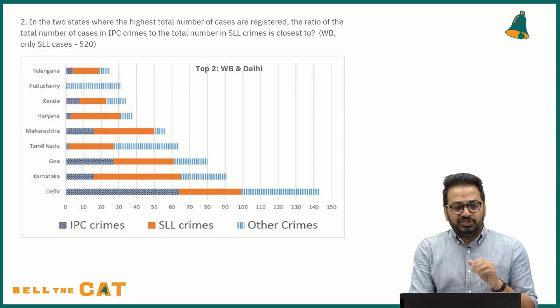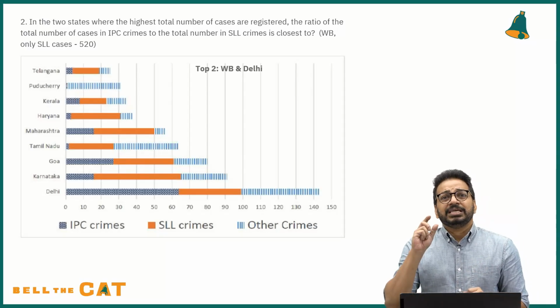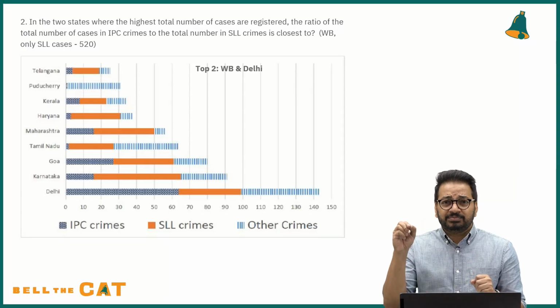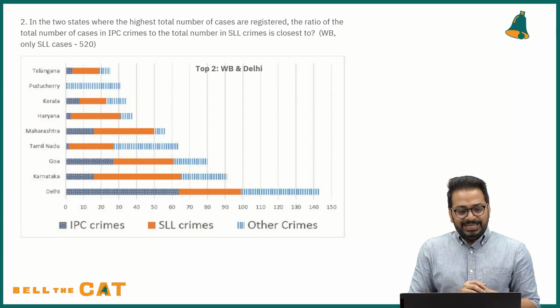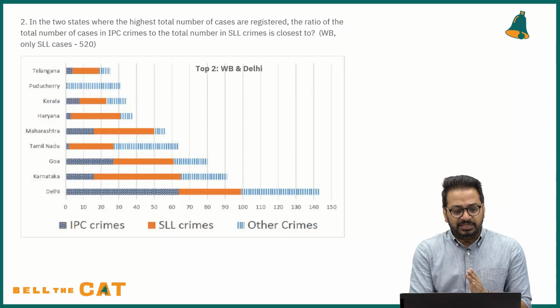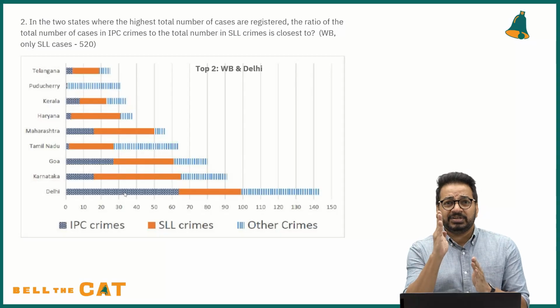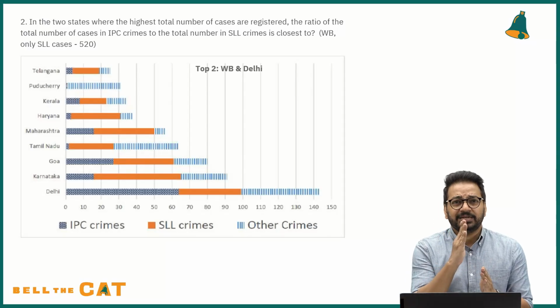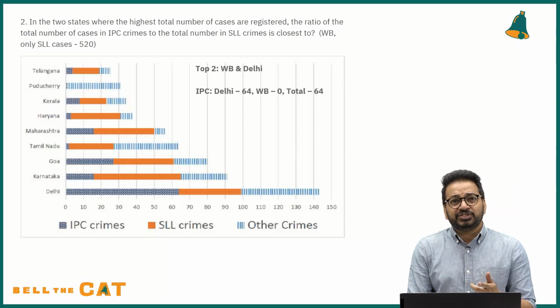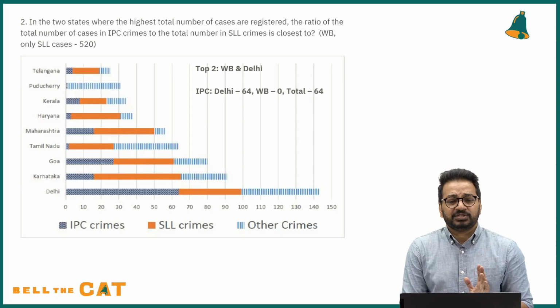And in these 2 states, the ratio of the total number of IPC crimes to this one. Now IPC crimes in West Bengal, are there any crimes apart from SSL? No. So IPC crimes in West Bengal is 0. Now you look at Delhi. What is the number of IPC crimes? So you have 60 and above 60. Now between 60 and 70, at what portion is it? Is it exactly midway between 60 and 70 or slightly less than? It's slightly less than. So I would estimate it at 64. So IPC in Delhi is 64, West Bengal is 0, total is 64.